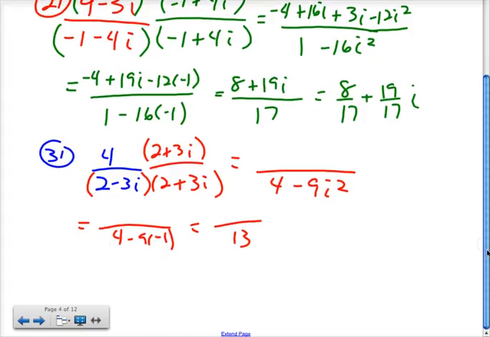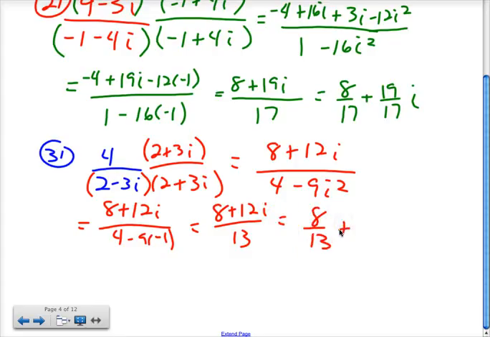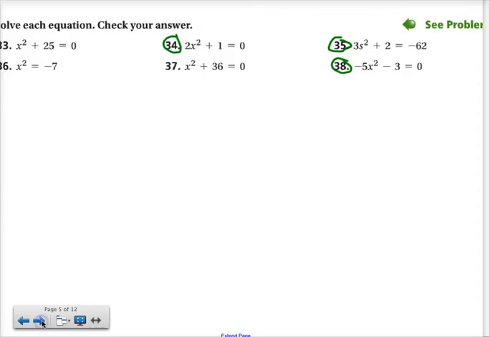Let me move this up a little bit. Then we're going to distribute the 4 across the top, and that will give us 8 plus 12i. And there's nothing else we can do with that except bring it along for the ride. And then at the end here, we can write this in standard form by real part first, and then imaginary. So 8/13 plus 12/13i for number 31.